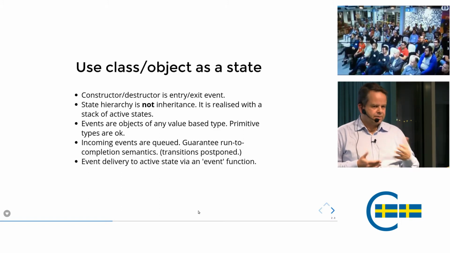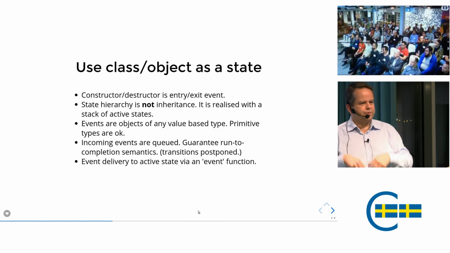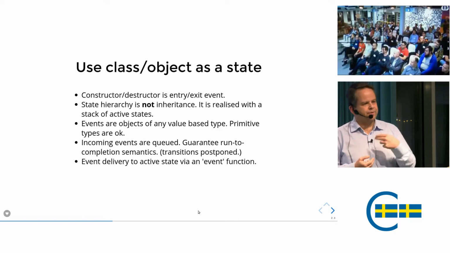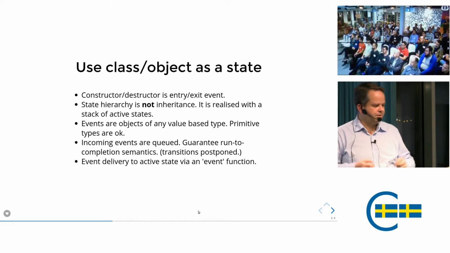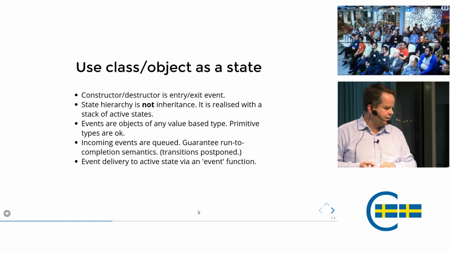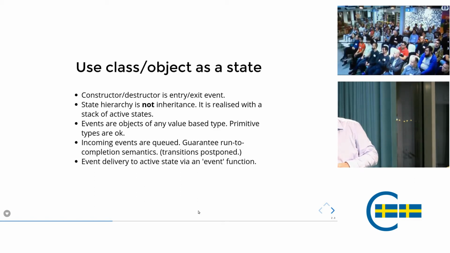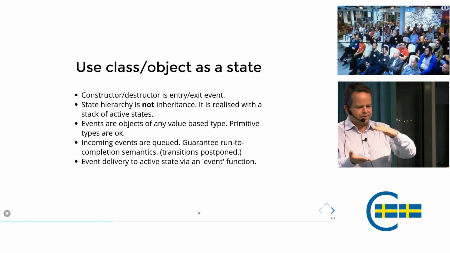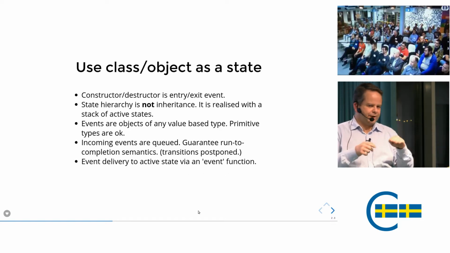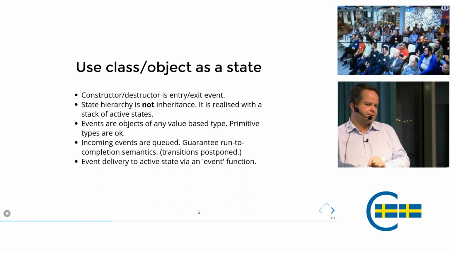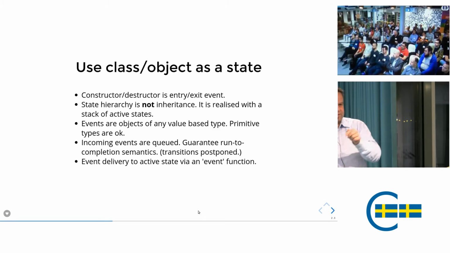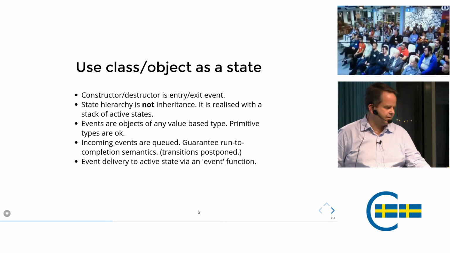The events, I like the model where the events are an object that you can put in a queue and copy around. It's not a function call like the state pattern does. It's a design decision. I like it this way. Run to completion semantics, that's the important one, I think. When you start running your function, you want to be sure it ends before you enter some other state when you call something else. So that's why I included a little queue here to take care of serialization of event objects. And the delivery is going through this event function that every state class needs to have.